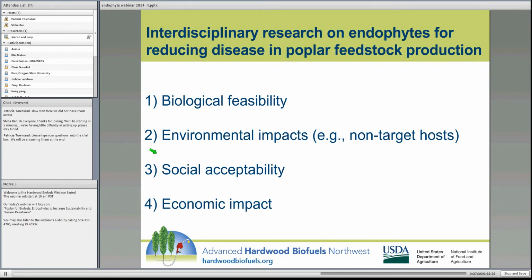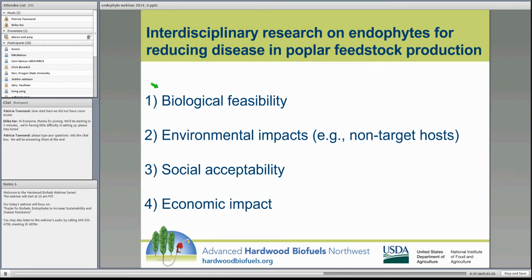And I'm doing that by conducting interdisciplinary research on endophytes for reducing disease in poplar feedstock production. And specifically, I'm evaluating several different criteria that must be met before we can think about using endophytes in biofuel plantations. The first criterion, I think, is biological feasibility.